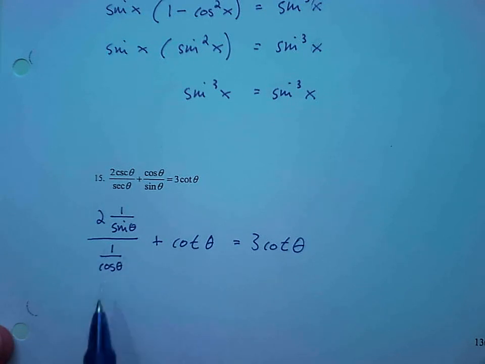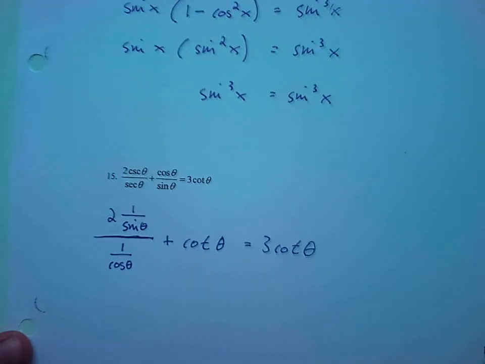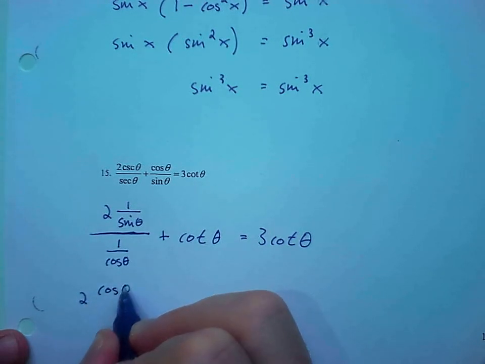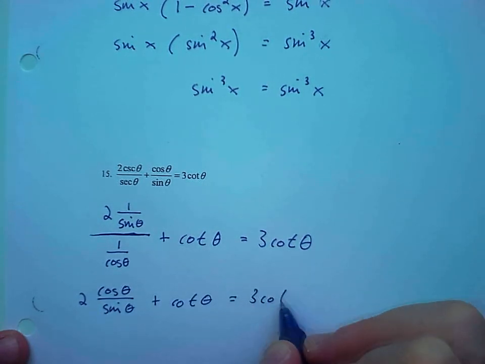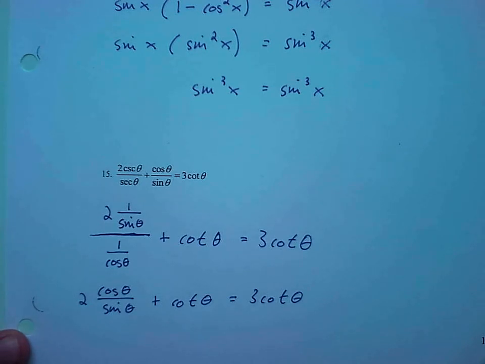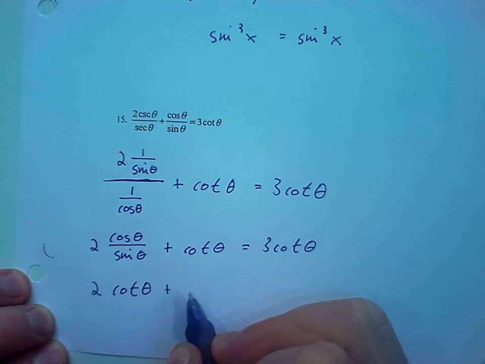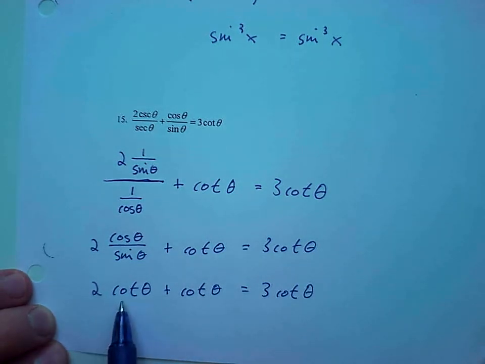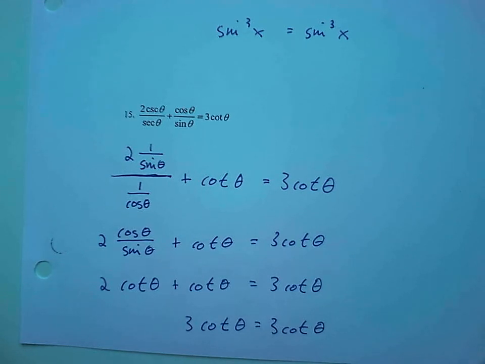So what we can do now is multiply the numerator of the big fraction by the reciprocal of the denominator of that fraction. So then what we're going to get is 2 times the cosine of theta over the sine of theta plus the cotangent of theta. I'm just carrying these things down because I'm not changing anything about them. And the cosine of theta over the sine of theta is just equal to the cotangent of theta. So if we have 2 times the cotangent of theta plus another cotangent of theta, clearly we're going to have 3 cotangents of theta. So clearly the left-hand side is equal to the right-hand side.